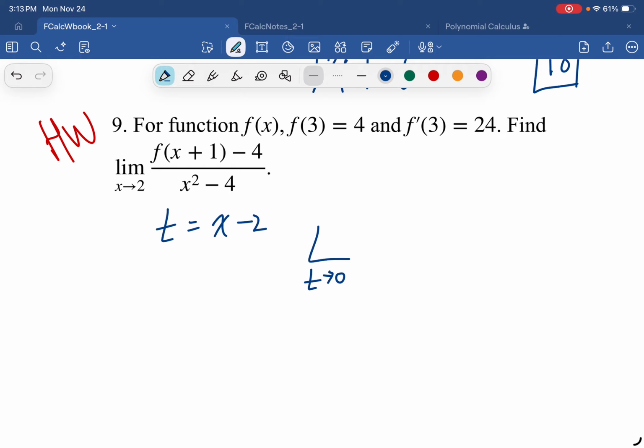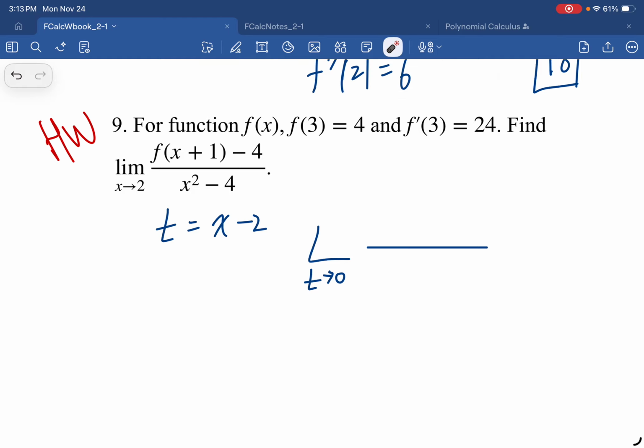let's see here, x minus 2 squared minus 4. So that's going to be x squared minus 4x plus 4 minus 4. So that's going to be x squared plus x squared minus 4x, right? Yeah, x squared minus 4x minus 4. So it's going to be x squared minus 4x in the denominator. And here it's going to be f of, oh wait, sorry, I messed this up.